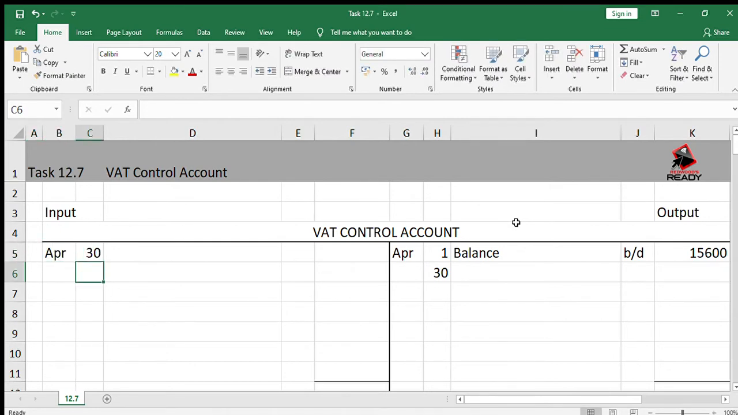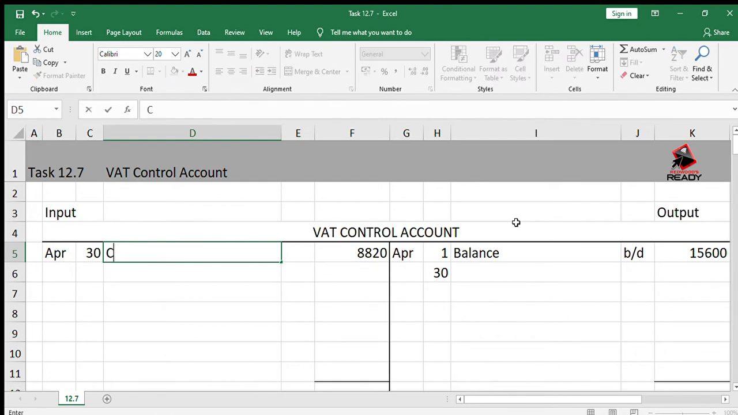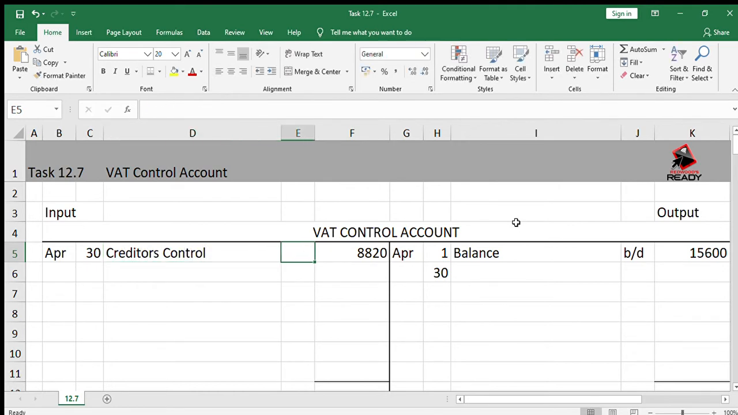Okay, in B, total of invoices received for trading stock purchased 63,000 plus VAT of 8820. Trading stock purchased, so purchases are regarded as VAT input. We're going to put the VAT of 8820 on the debit side. And when we refer to the source document as invoices, it means that it's purchases from a creditor, so the details are creditors control and the folio CJ.